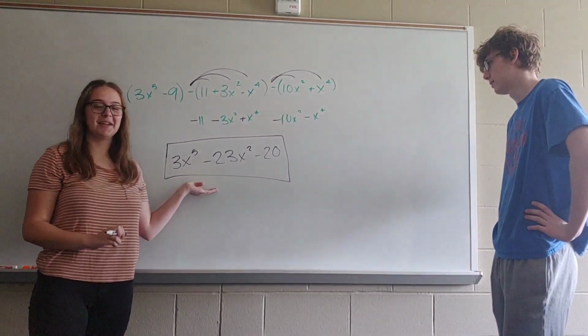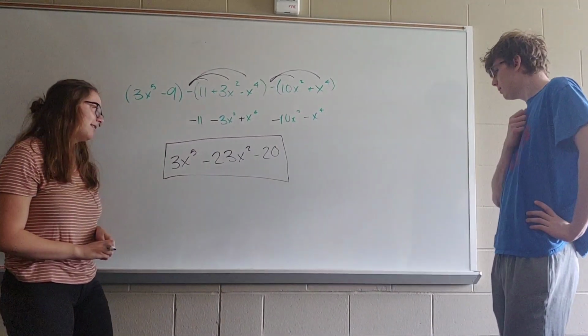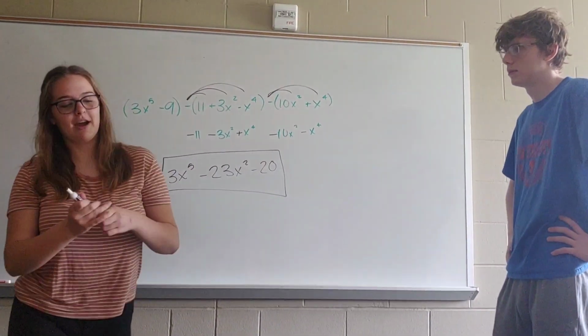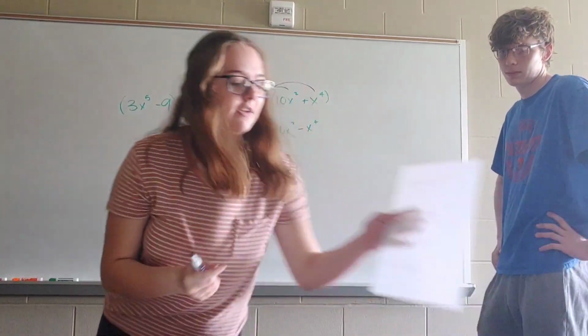This is the answer you should end up getting: 3x to the fifth minus 23x squared minus 20. And now there are 3 practice problems on your sheet for you to try on your own.